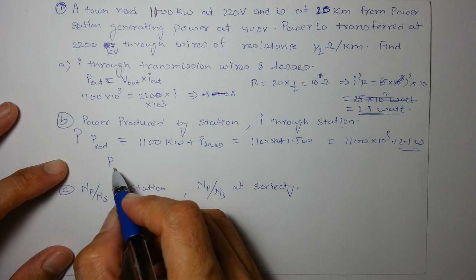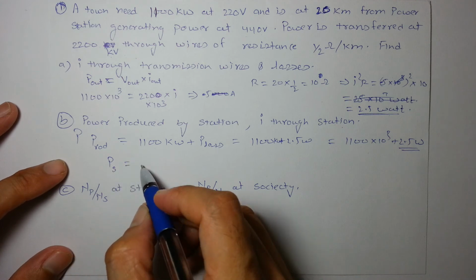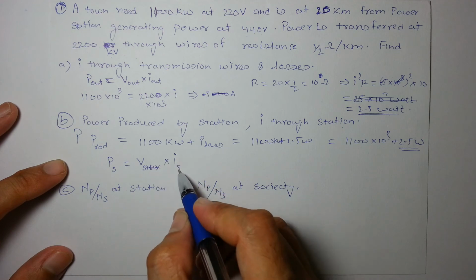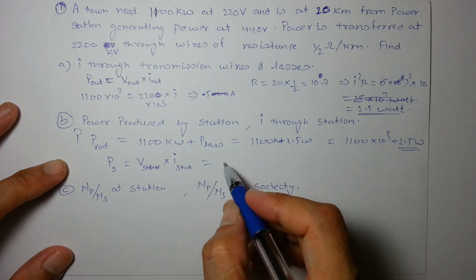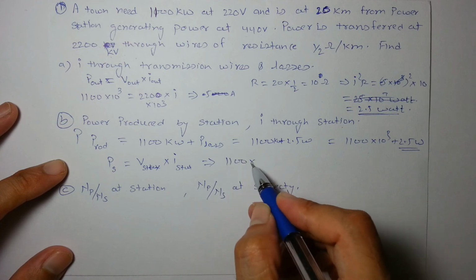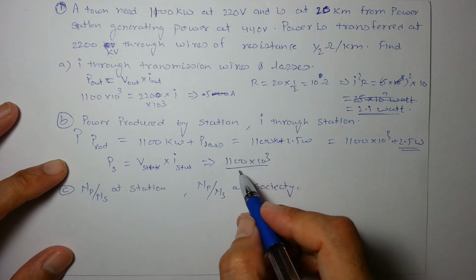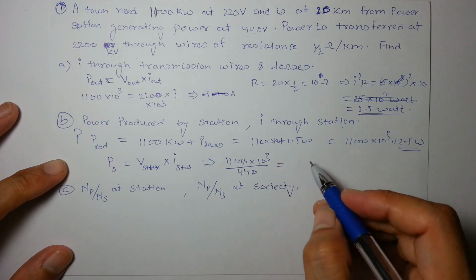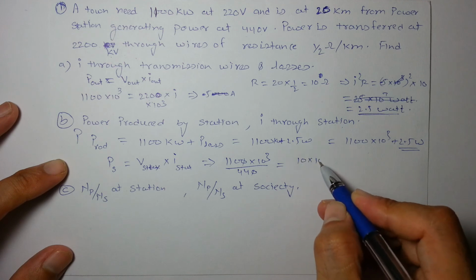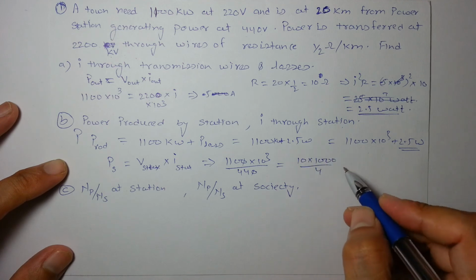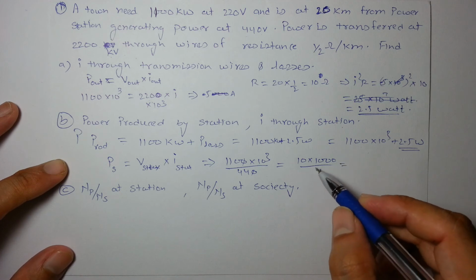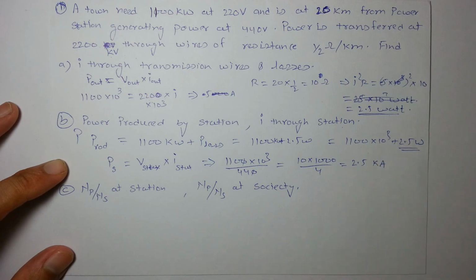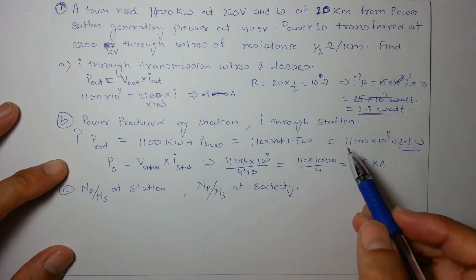So power through the station is nothing but voltage at the station into current through the station. Power we know is 1100 kilowatt and the voltage across the station is 440. So we can easily say that will be 1 by 4, 10,000 by 4 will give you how much current? 2.5 kilo ampere current will be generated through the station.